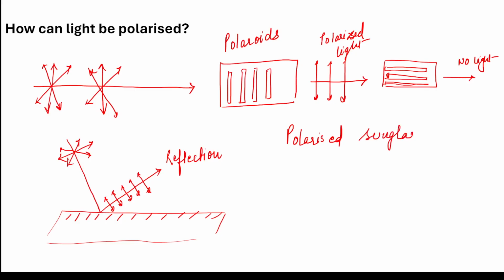Generally, polarized sunglasses have vertical Polaroids in them. So they will allow only vertical vibrations to go inside. If you turn them like this, then there will be no intensity going into your eyes.